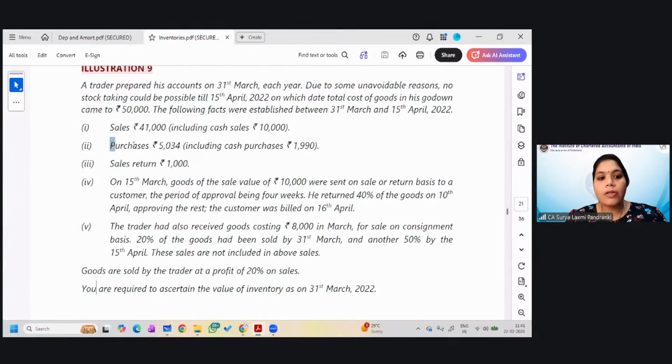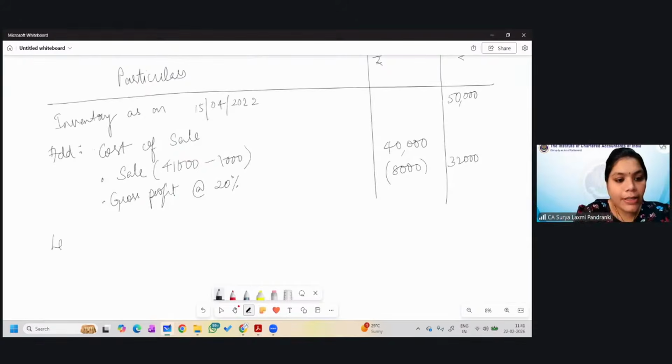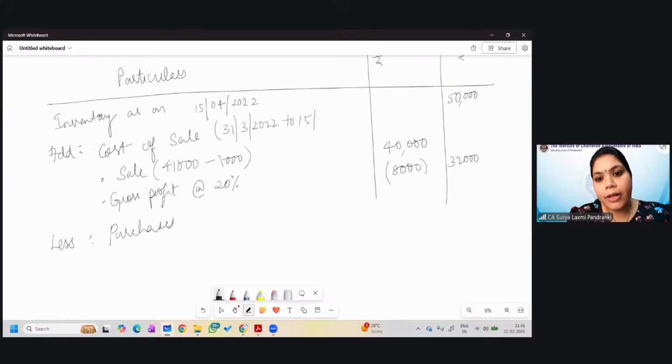Now, I also have purchases. Less purchases. Do we have any adjustment to the purchases? I'll also mention the date: 31st March 2022 to 15th April 2022. The cost of sales that we are adding back is from 31st March 2022 to 15th April 2022. The 15 days of sales only we added back.